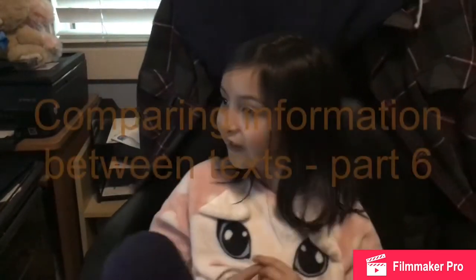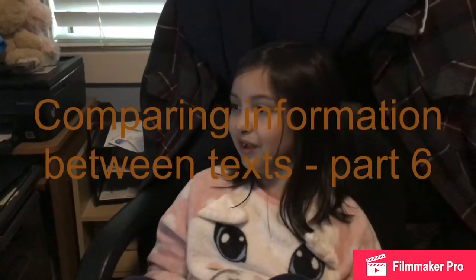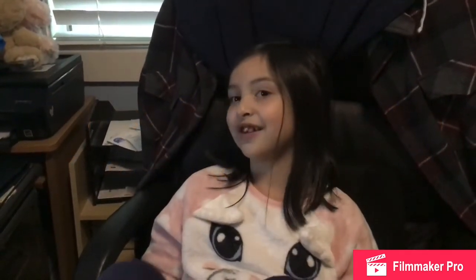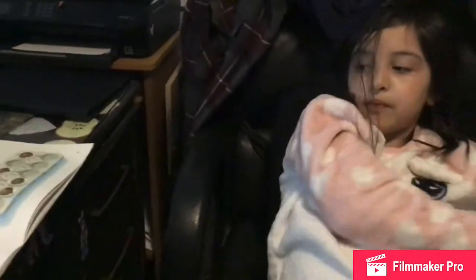English, part 6, comparing information between texts. Talking about seeds. Okay, so what's something that you learned about seeds from this book? This book? Yeah.